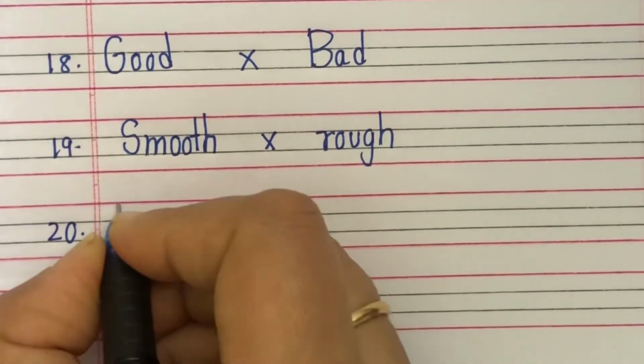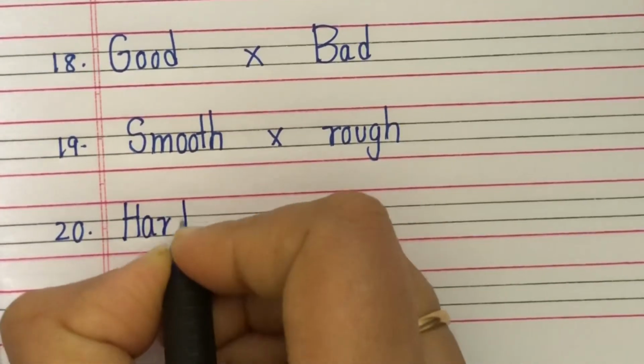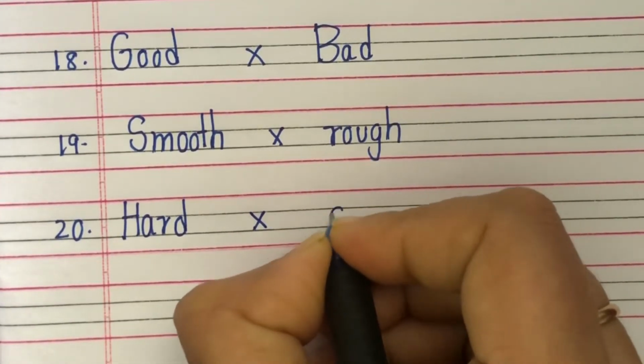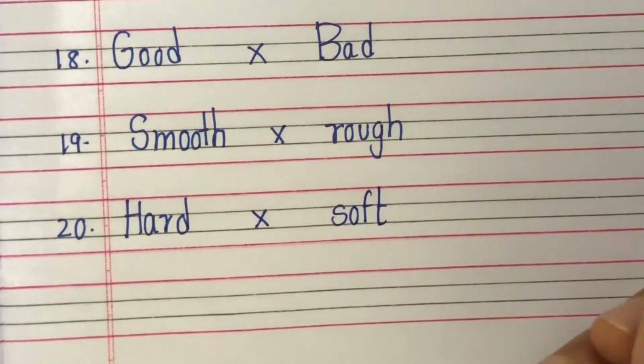20th one is H-A-R-D, hard. Opposite of hard is soft, S-O-F-T, soft. Hard means sakht, soft means naram.